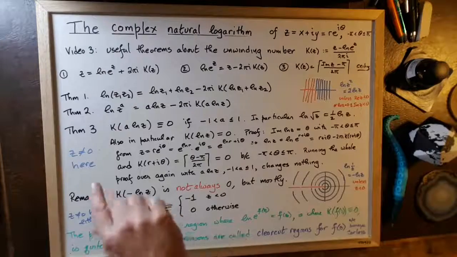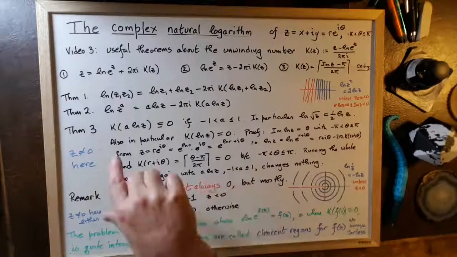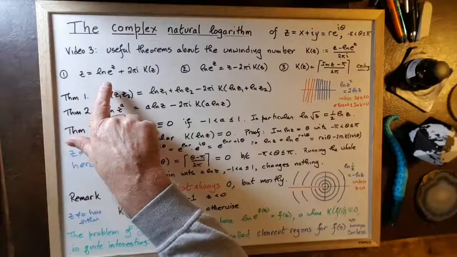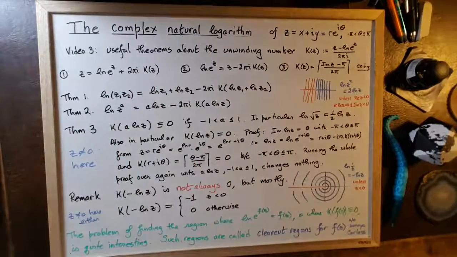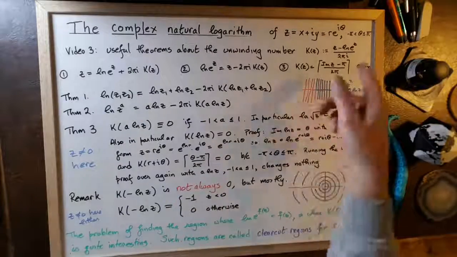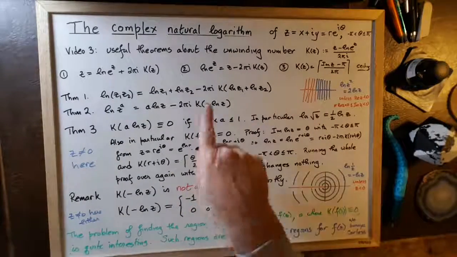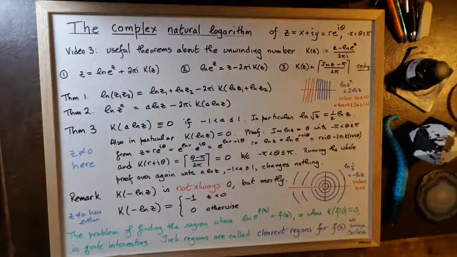So we immediately get two results. z equals log e to the z plus 2 pi i K of z, where this is defined by that. It's just a rearrangement of that equation. This is another rearrangement of the same equation. Log e to the z is z minus 2 pi i K of z.